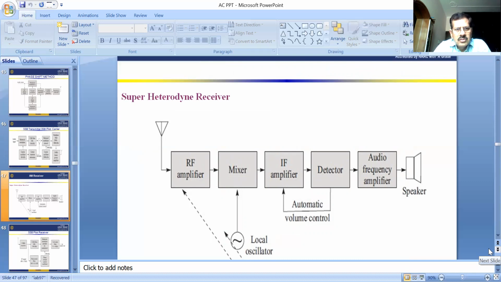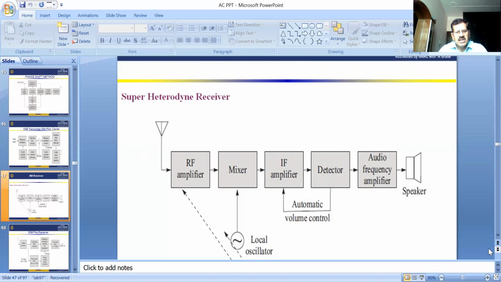Now we come to the superheterodyne receiver. This is the receiver part. We see in this block diagram a signal received by the receiving antenna. This antenna may be a parabolic antenna, microstrip patch antenna, or Yagi-Uda antenna.